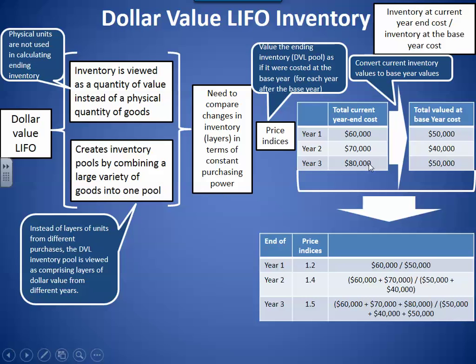Basically, they're not valid changes in inventory values. We're not comparing them back accurately to the base year. So what we have to do is convert those current inventory values to base year values. And here's an example. In year number 1, our total year-end costs were $60,000.